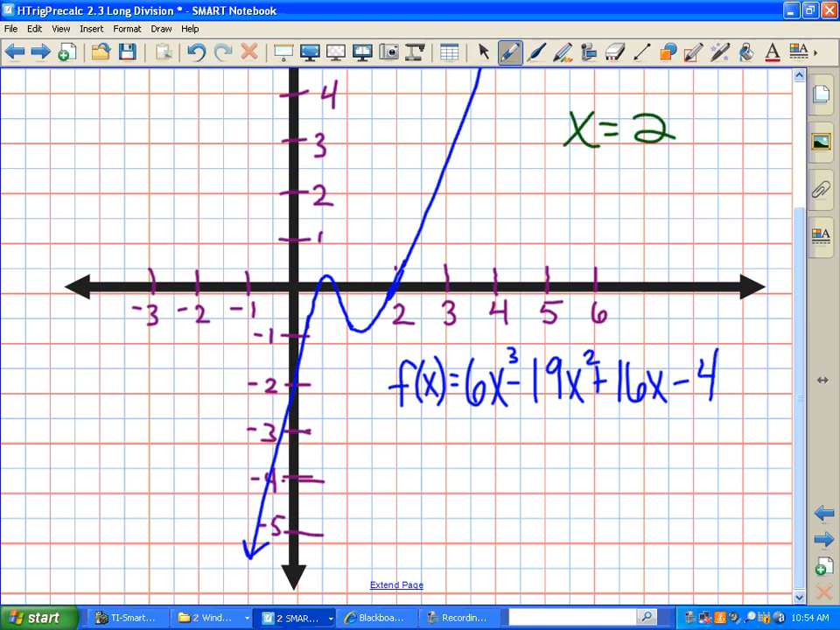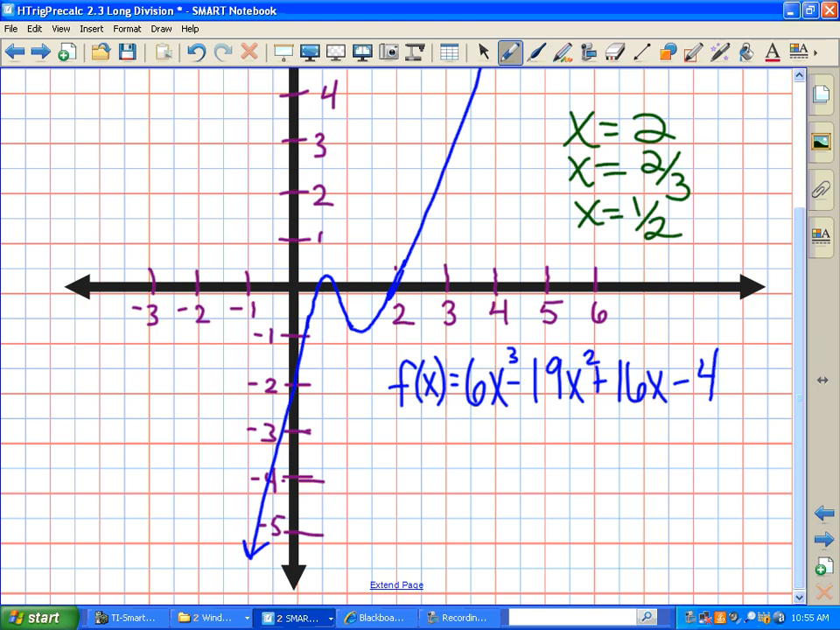So one of the zeros is really easy to find because it crosses over exactly at 2. Pierce, did you get a second zero? 2/3. And how about a third one, Izzy? Anybody find the third one? Yeah, 1/2.